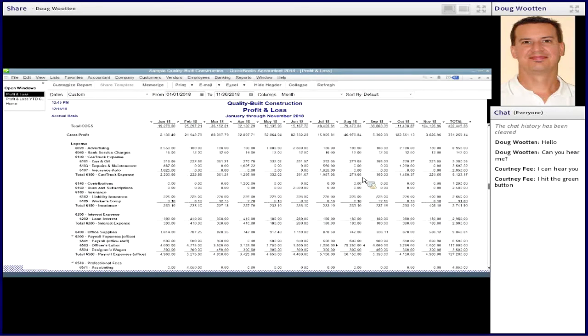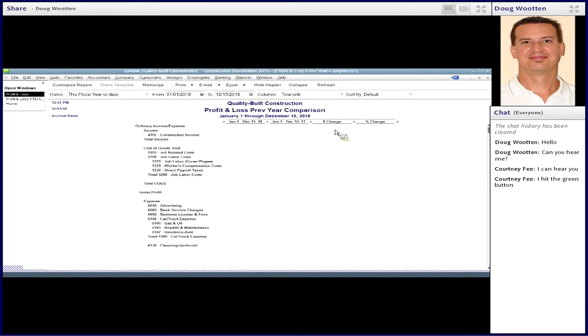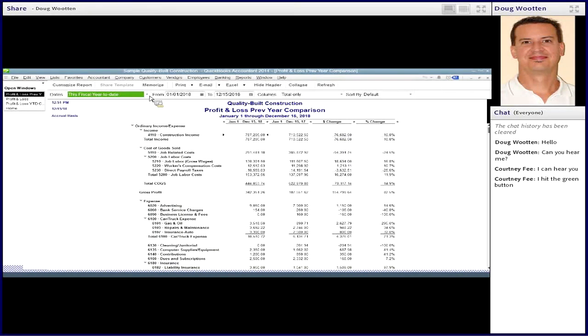There's one more P&L that I want to go over with you. Another useful one is comparing your current year to the previous year. So we've got year-to-date here. Again, I'm going to back it up a little bit here, so I've got only full months. In QuickBooks, when you do this report, it's going to show you your current year. In this case, I've got year-to-date.